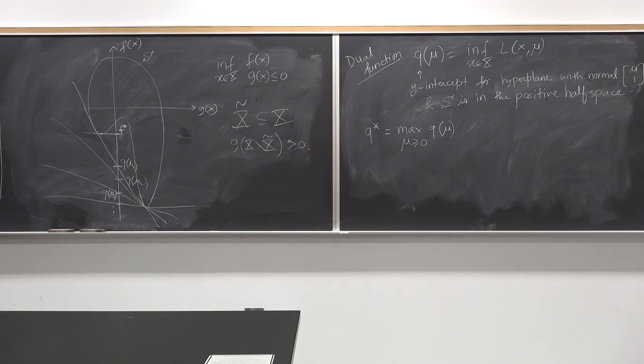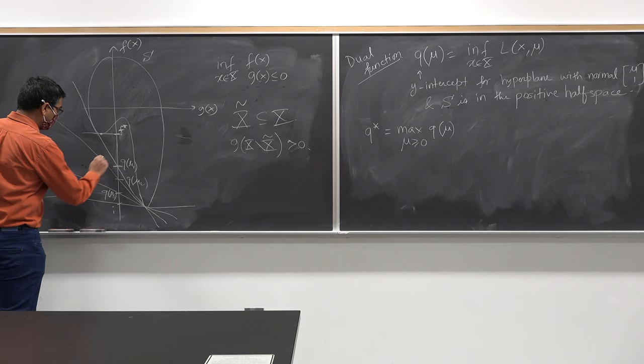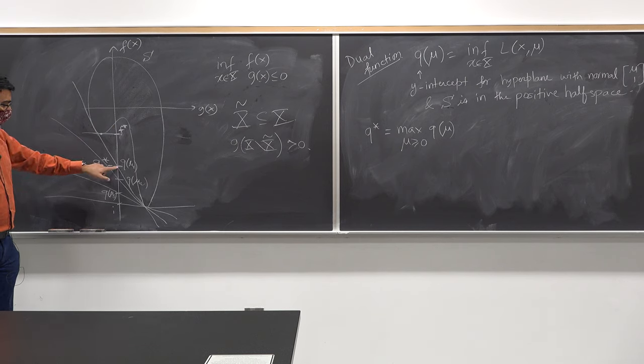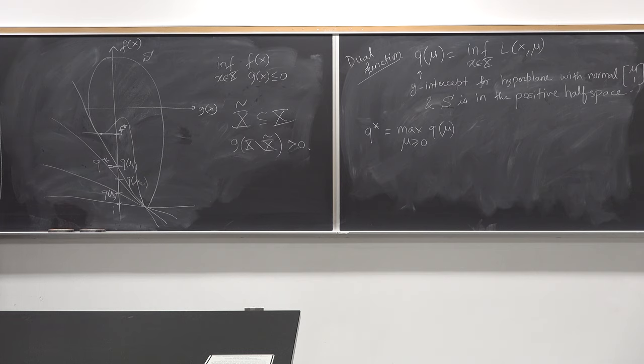Okay, so looks like the unanimous decision of the class is this is my Q star, Q of mu 1. That's my Q star. Okay, so that is indeed the case, at least by inspection in this figure. That's the maximum I can achieve by picking a mu which is non-negative. This is the maximum intercept that I can achieve.